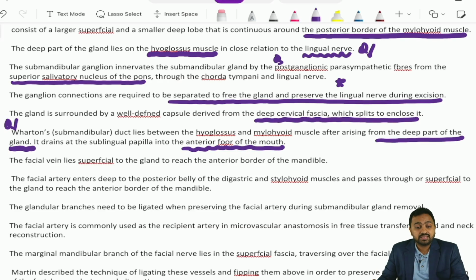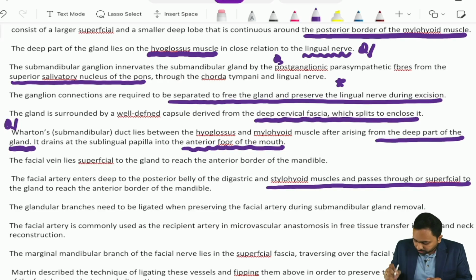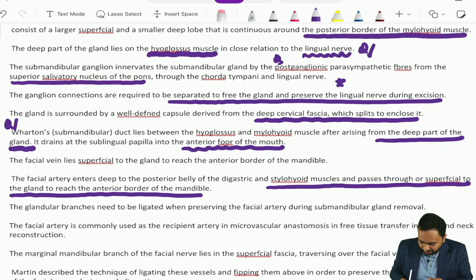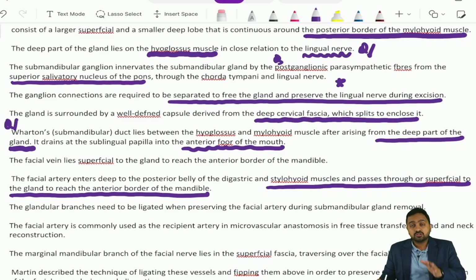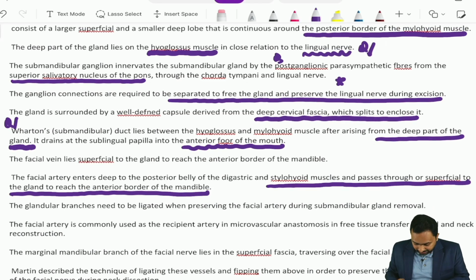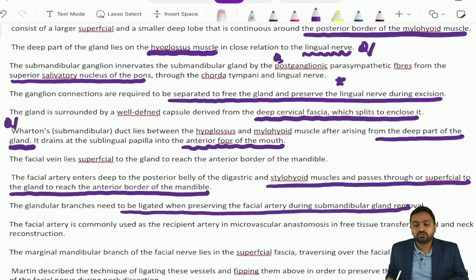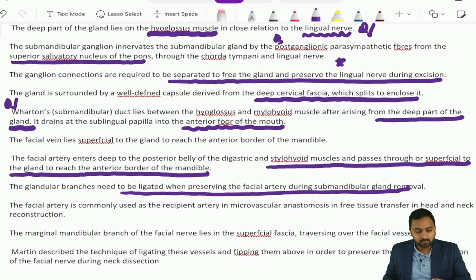The facial vein lies superficial to the gland to reach the anterior border of your mandible, and the facial artery enters deep to the posterior belly of the digastric and the stylohyoid muscle and passes through the superficial gland to reach the anterior border of the mandible. So, these two are again very important landmarks while you go for dissection of your submandibular gland. The glandular branches need to be ligated when preserving the facial artery during your submandibular gland removal.